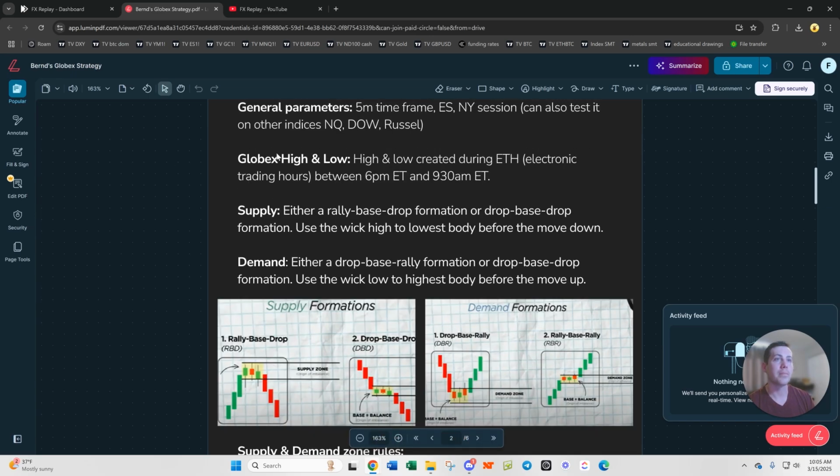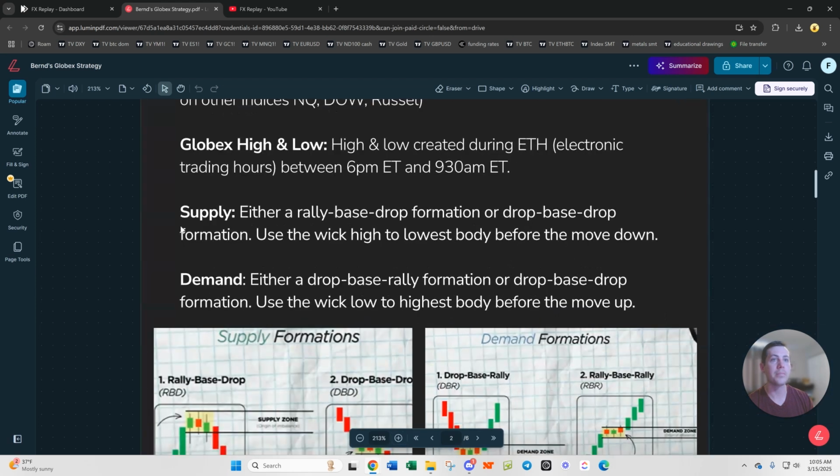And some definitions. There's this Globex high and low, which essentially is the electronic trading hours after New York session closes, between 6 p.m. Eastern and 9:30 a.m. Eastern the next day. You have a Globex period that Bernd defines, and we're going to be using the highs and lows from that period for our testing. Let's zoom this in a little bit so you can see a little better.